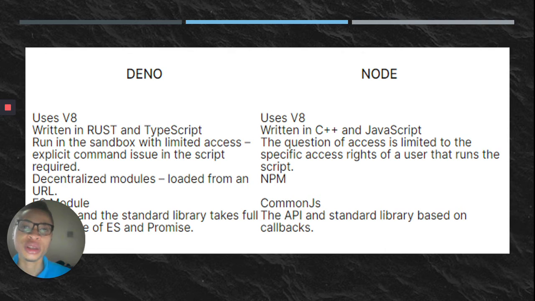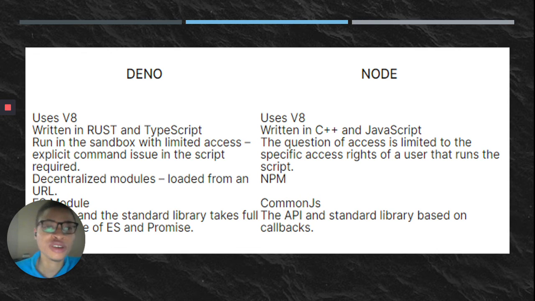Then one thing: Deno uses ES modules, Node uses CommonJS, and the main difference here is that CommonJS is kind of a very old version of JavaScript. With CommonJS, you install the API library, which is based on callbacks and all whatnot. But using ES modules allows Deno to use a lot of the latest features of TypeScript and JavaScript, because, like I said, TypeScript is basically a superset of JavaScript.